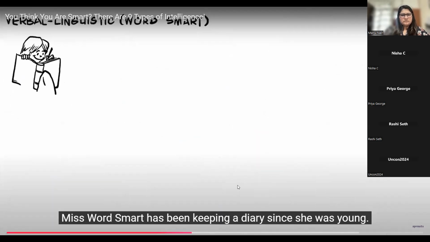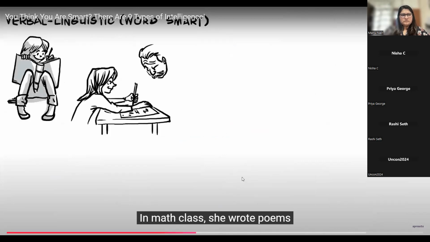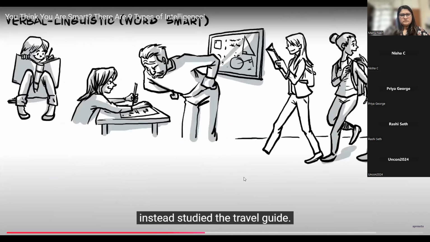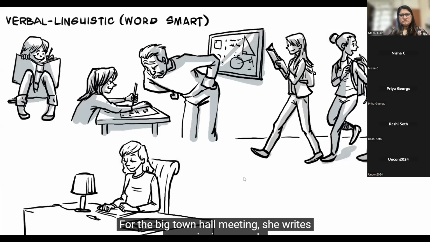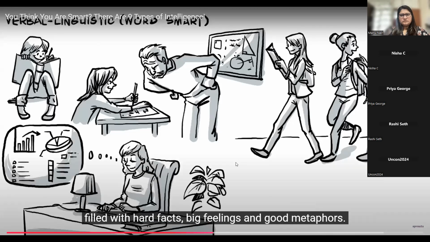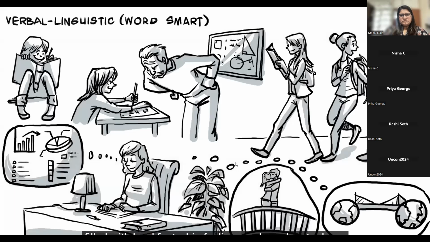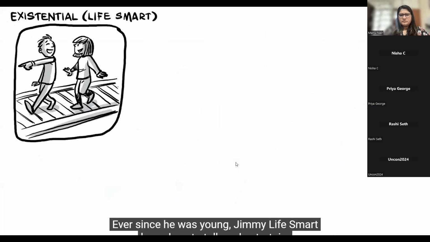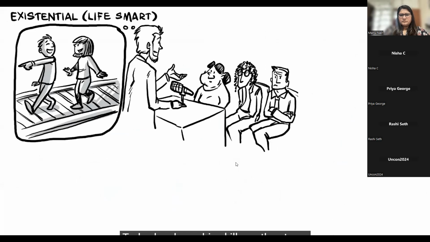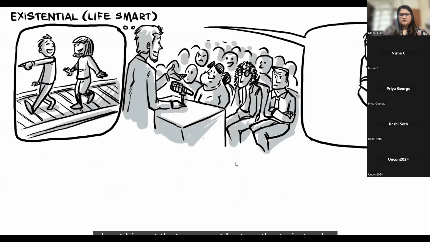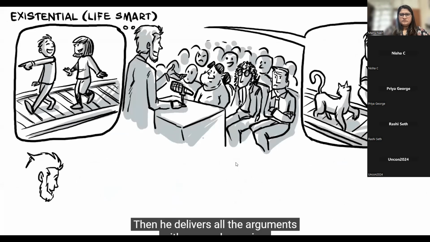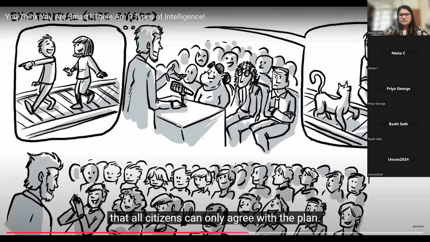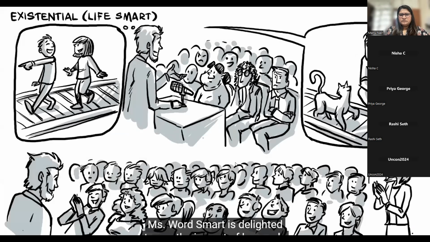Miss Wordsmart has been keeping a diary since she was young. In maths class, she wrote poems, and during field trips, she didn't talk to others, but instead studied the travel guide. For the big town hall meeting, she writes a convincing speech filled with hard facts, big feelings, and good metaphors. Ever since he was young, Jimmy LifeSmart knew how to talk and entertain. Today, he shows his skills on the stage. He starts his speech with a personal story about his cat that once got lost on the train tracks. Then he delivers all the arguments with so much passion that all citizens can only agree with the plan. Miss WordSmart is delighted to see the impact of her work.